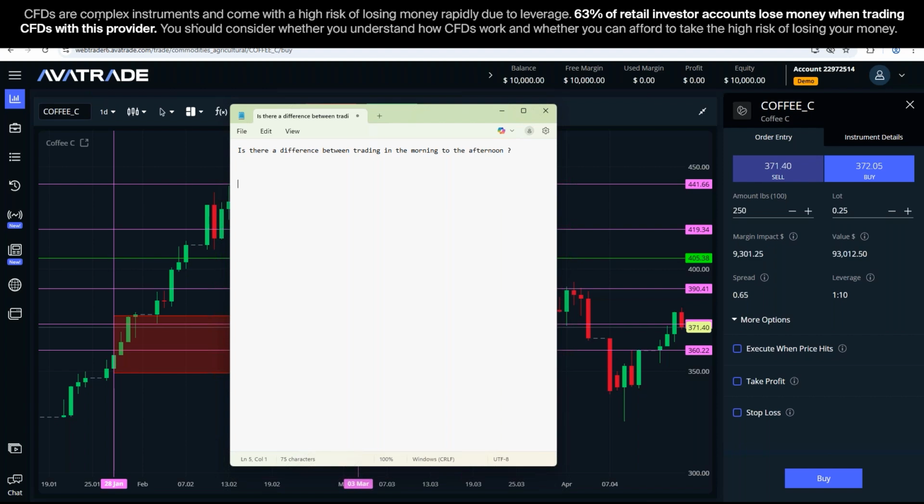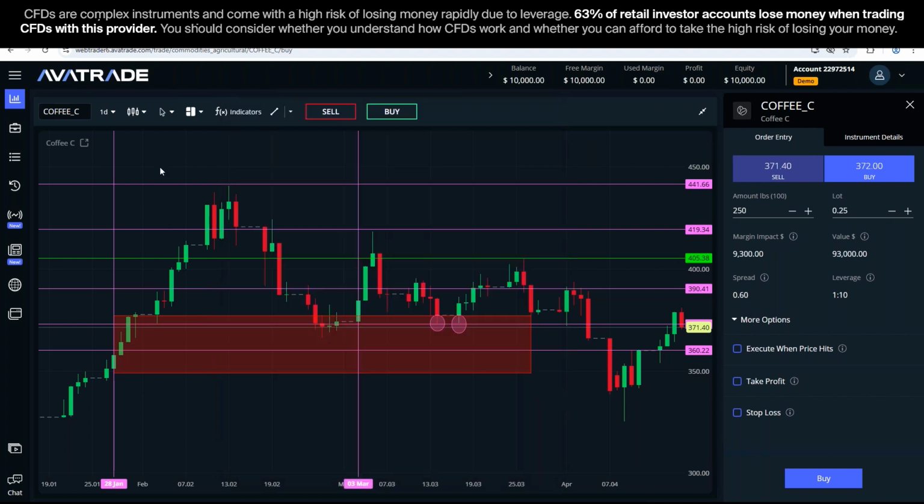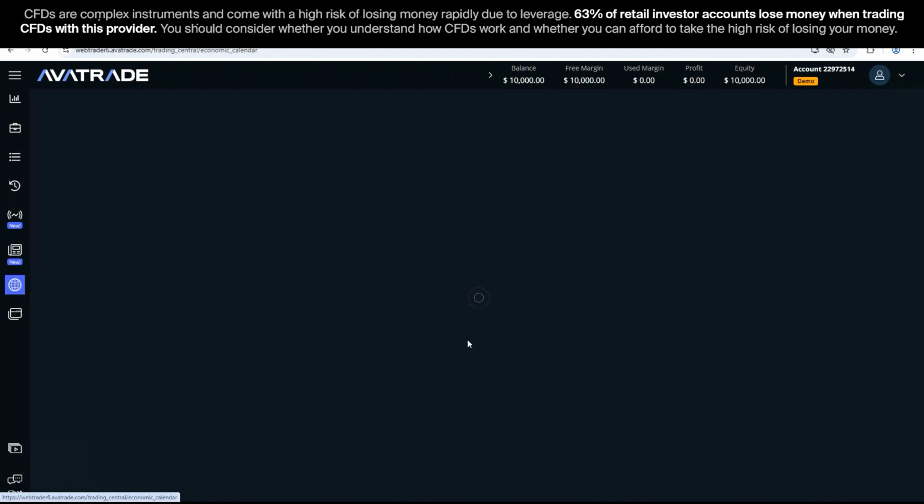But if you're in Europe or Asia, I assume that the morning will be the UK time when the UK market is open, and the afternoon will be when the US market is open. So, of course, there is an obvious difference between trading in the morning and in the afternoon because of the news, right? One thing that can really help us out in this case is, at the bottom of this row, there is the economic calendar.